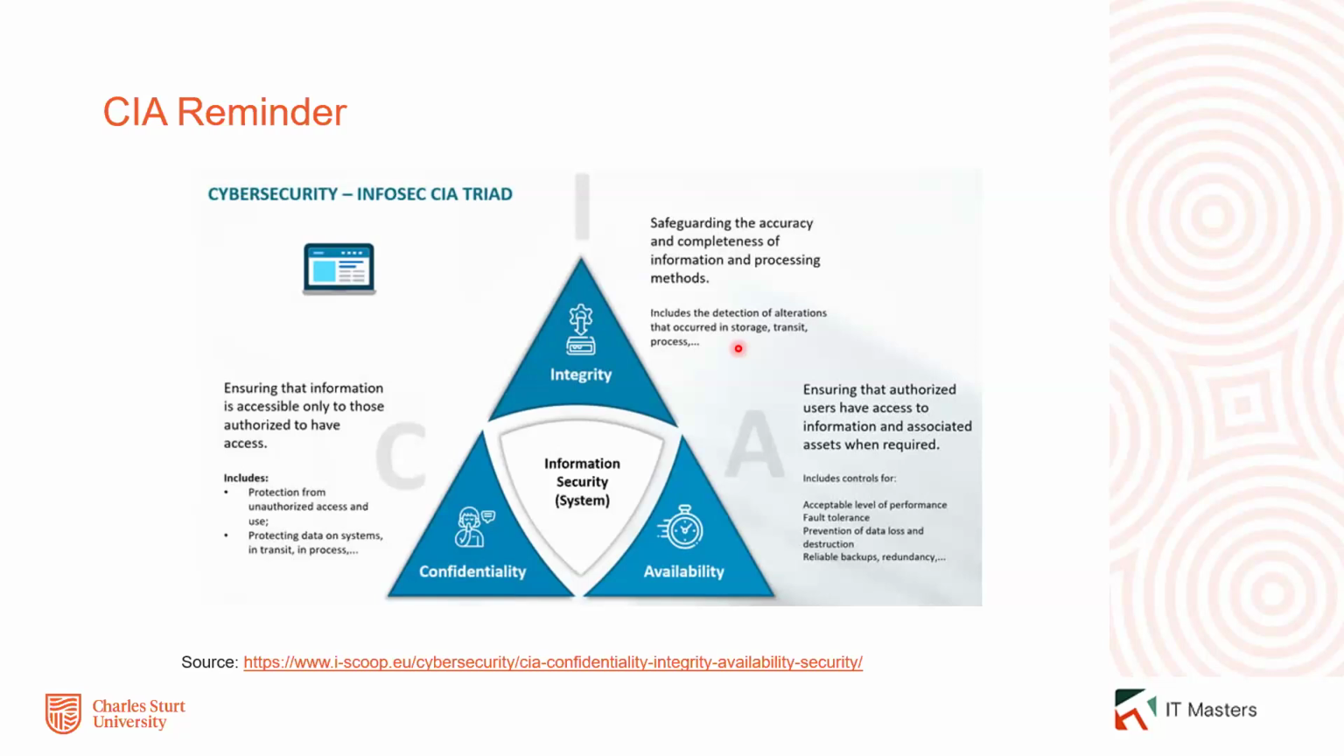And then availability, the last one of the three key tenets, is about making sure that people who have the valid, authorized right to access your assets can gain access to them when they need them, at all times. So it's about keeping your systems up and running in a nutshell.